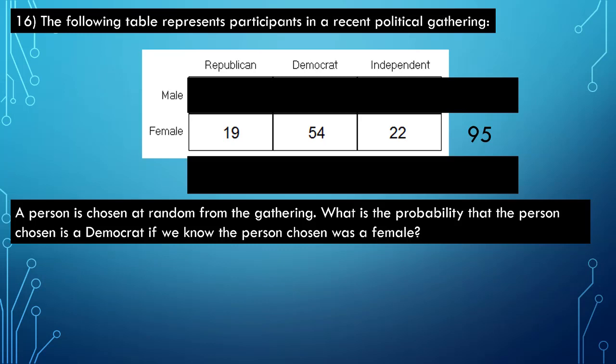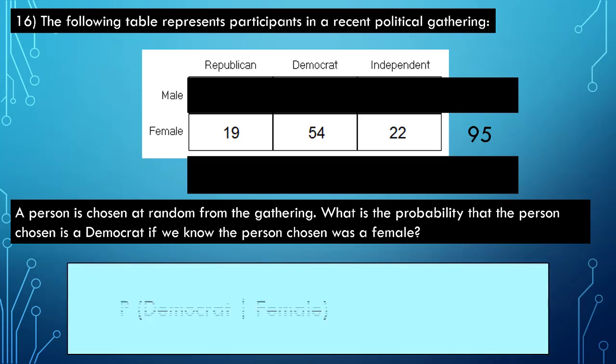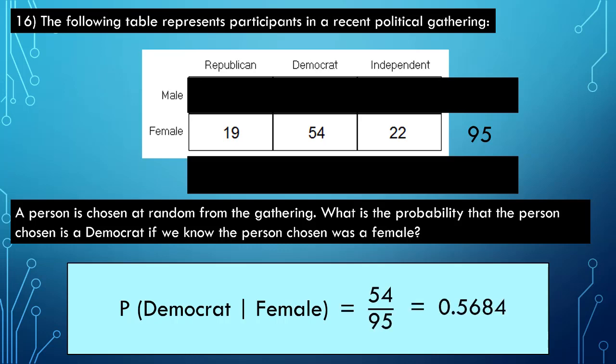So what's the probability that the person was a Democrat if we know that they were female? Well, there were 54 Democrats out of the 95 females, and as a decimal, rounded to 4 decimal places, this is 0.5684. That's your answer to number 16.